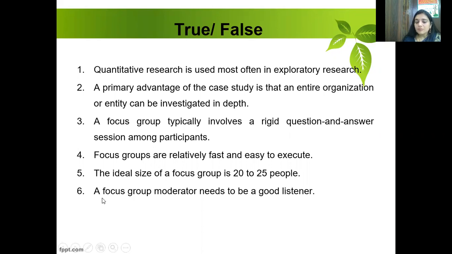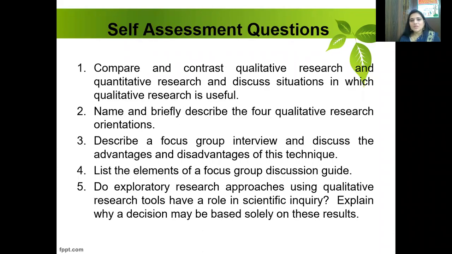Last, a focus group moderator needs to be a good listener. Is it? Yes, he should be a very good listener. Then only he will be able to moderate the group beautifully. Let us have some questions.